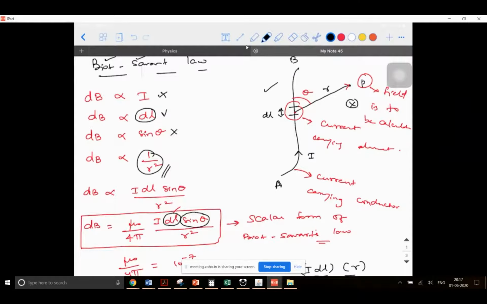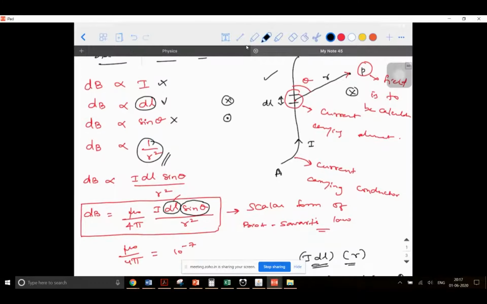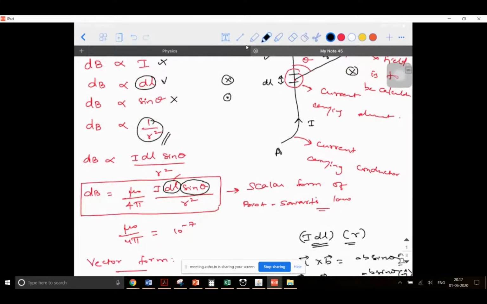So it is going to be into the plane. There are two symbols that are used. One is for into the plane: a cross mark with a circle around it is into the plane. A dot with a circle around it is going to be out of the plane. These are the notations that are used. So here it is going to be into the plane.